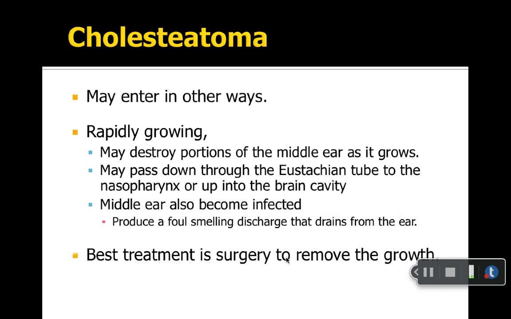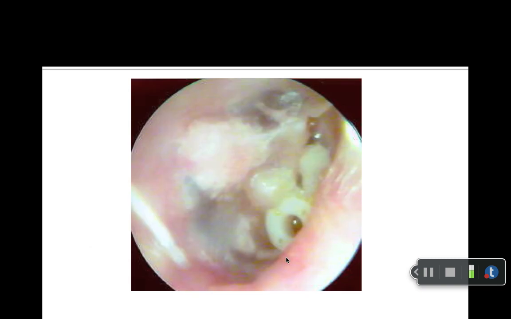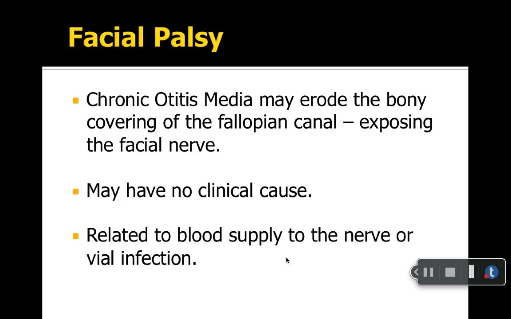So rapidly growing, destroying the middle ear bones, destroying everything in its path. As it moves up and out, it can become infected again. Any sort of infection is not good in the middle ear space. So here's an example of a cholesteatoma. It's just this growth in your middle ear space that's knocking everything out in its way. So it has to be fully removed because if it's not fully removed, it'll grow back.